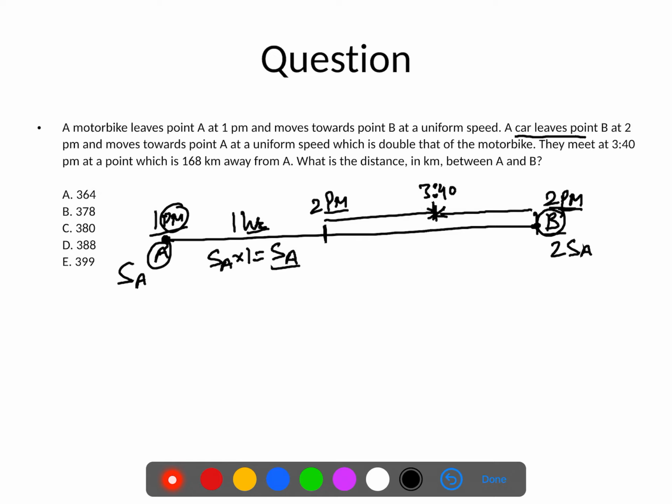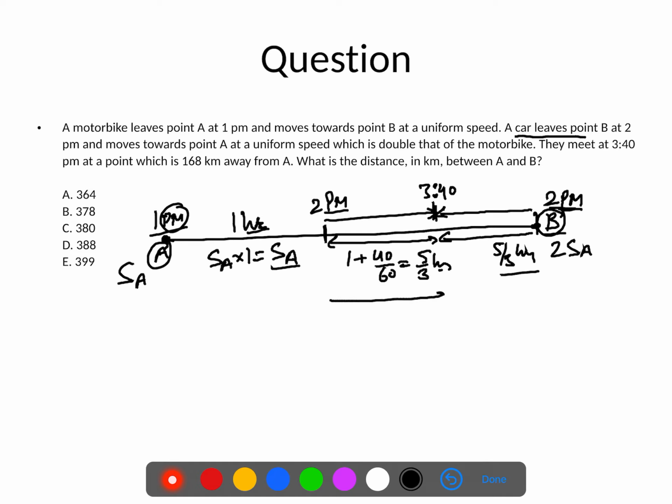Okay, 340 means both of them traveled for 1 hour 40 minutes. So 1 hour plus 40 minutes; we will convert minutes to hours. So that becomes 5 by 3 hours. So both of them traveled for 5 by 3 hours before they meet.